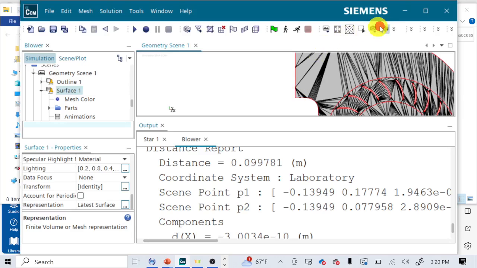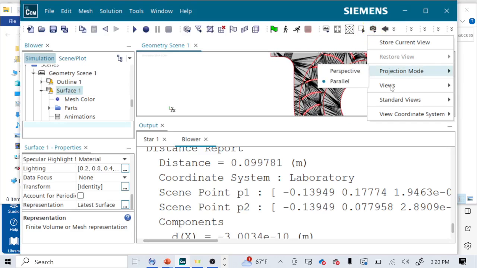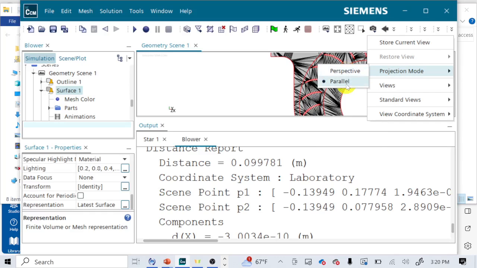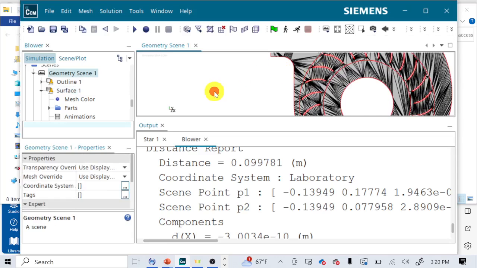FYI, if you're looking at two-dimensional things, if you see this camera button at the top right, you probably want to put it in the parallel projection mode instead of perspective, because if you have a two-dimensional thing, there is no perspective. But it will still try anyways and make things look kind of weird.